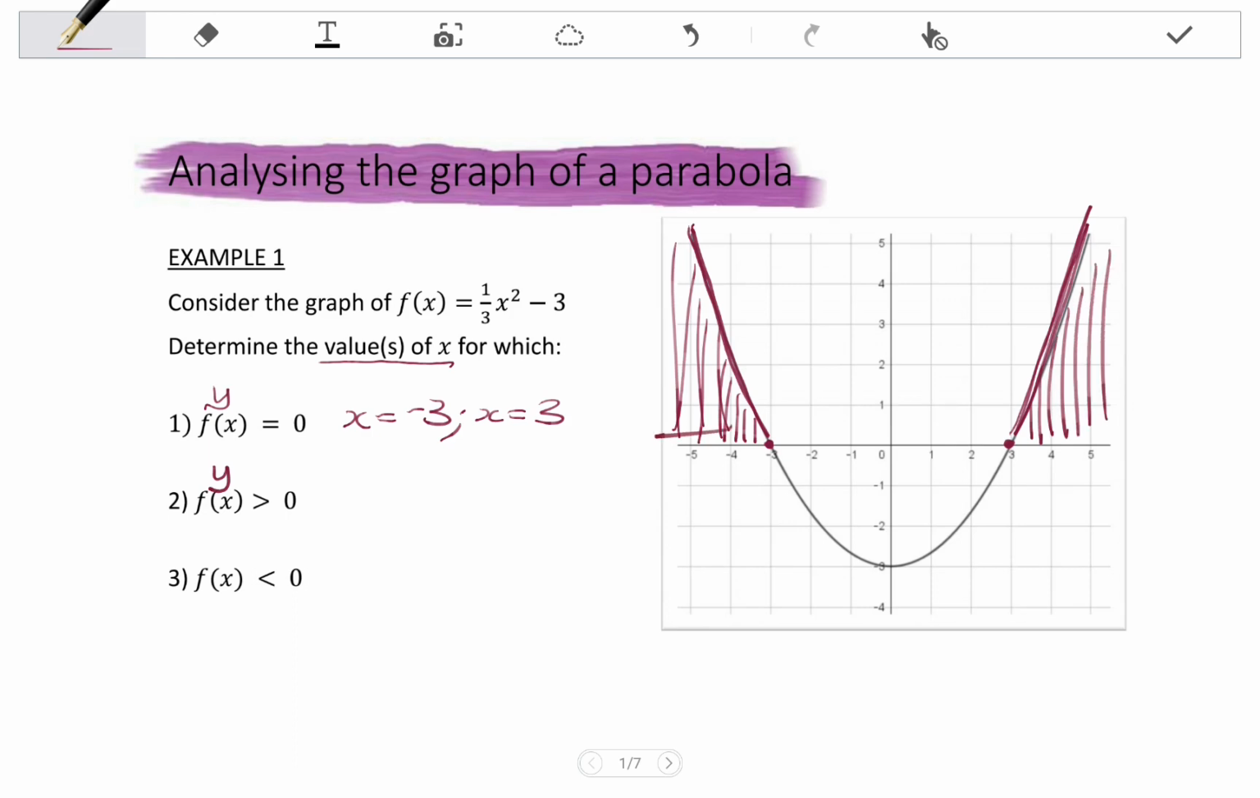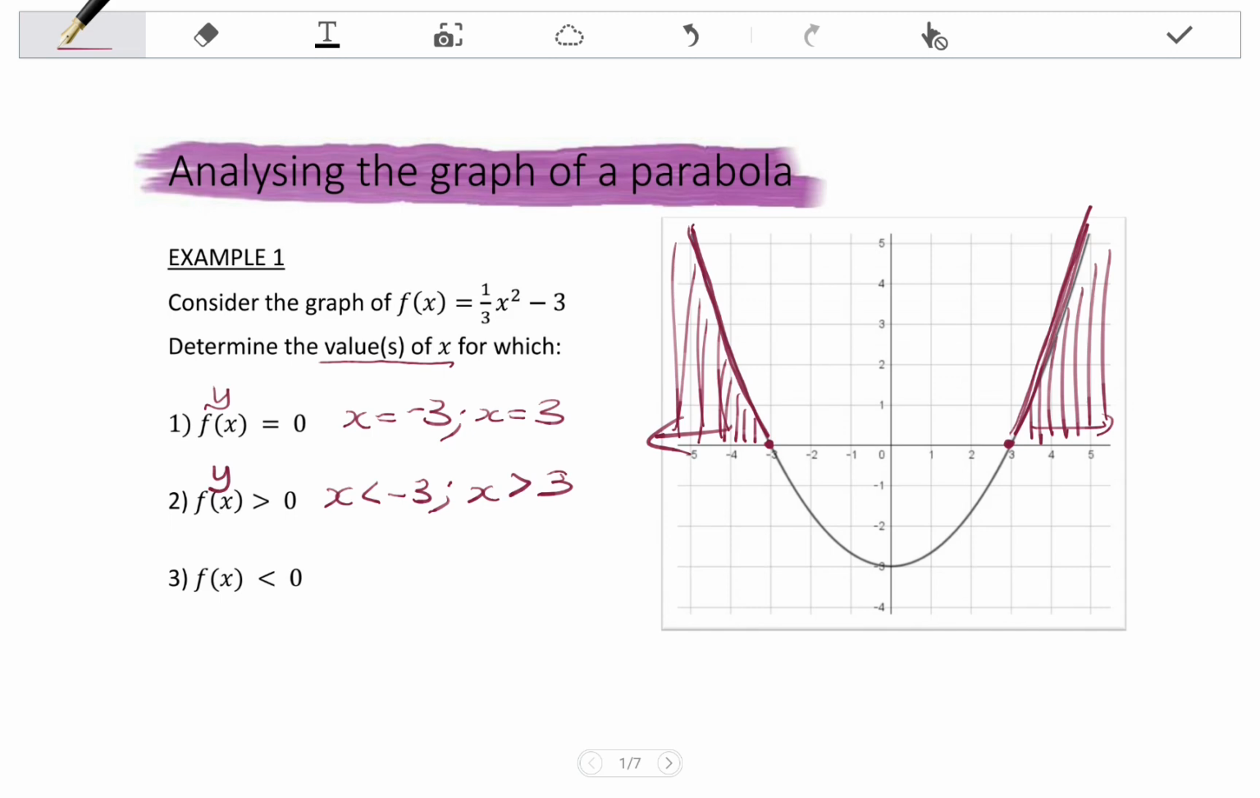Remember that our graph continues on. Now, if I have two parts of the graph as my answer, I will need two separate inequalities. So the first part on the left here are all the x values that are less than negative 3. So x is less than negative 3. I don't include the negative 3 because it's not also where x is equal to 0, where f of x is equal to 0. The second part of the graph are all the x values where x is greater than 3.